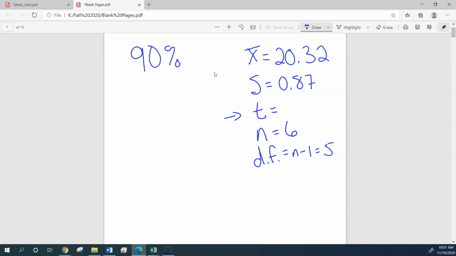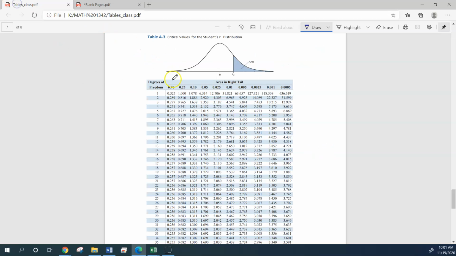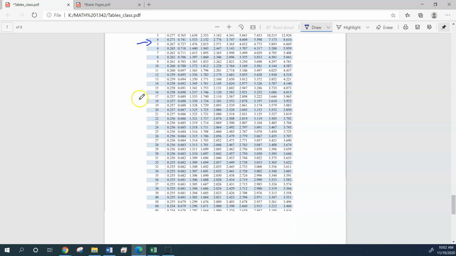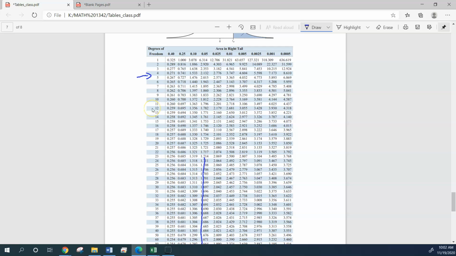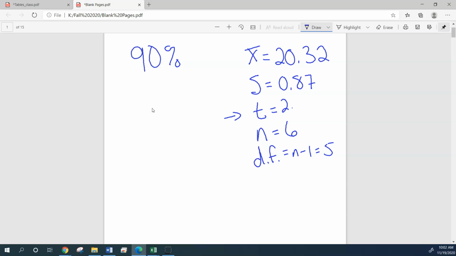So again, we're working with our t. I'm going to come over to our charts and go to the t chart. We had a degree of freedom of 5, so I'm going to come to the 5 row. And if you look at the very bottom, here's our confidence interval of 90. It's the 4th column. And so I'm going to follow it up to here. So my t is going to be 2.015.